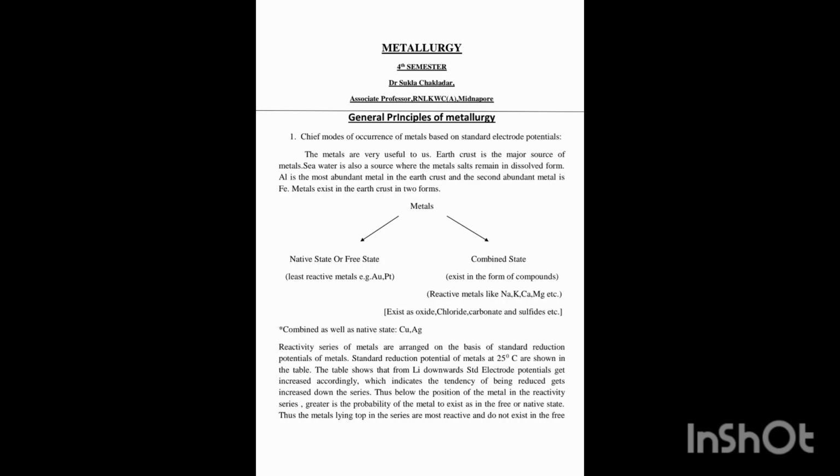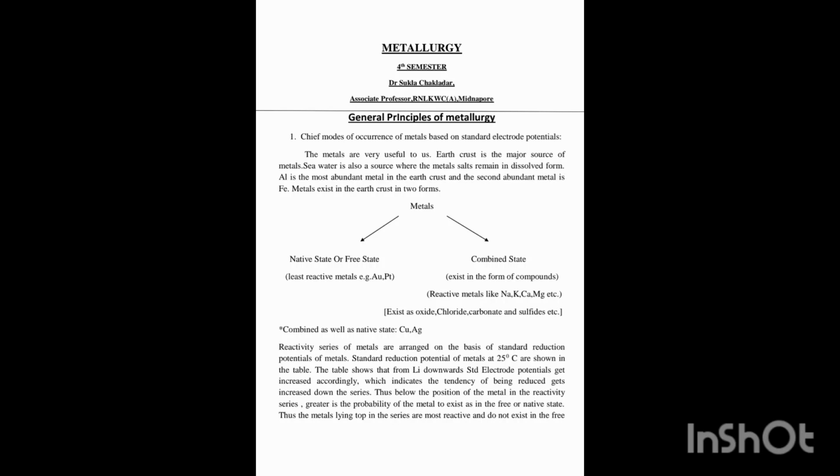Metals exist in the earth's crust in two forms. Native state or free state: the least reactive metals, for example Au and Pt. Combined state: existing in the form of compounds. Reactive metals like sodium, potassium, calcium, magnesium, etc. exist as oxide, chloride, carbonate and sulfide, etc. Some exist in both combined as well as native state, like copper and Ag. The reactivity series of metals is arranged on the basis of the standard reduction potential of metals.